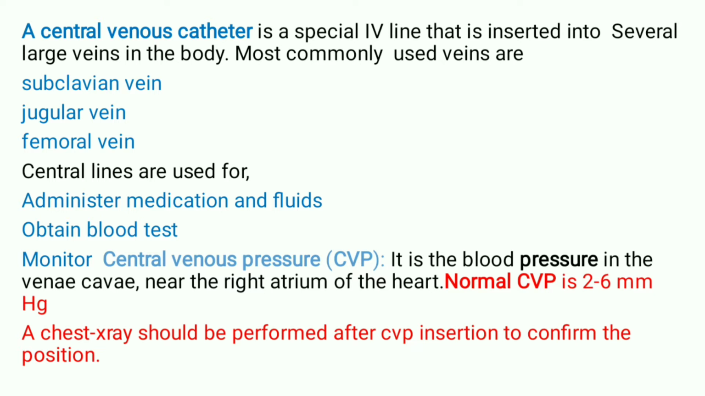Central lines are used to administer medication and fluids, obtain blood tests for various blood investigations, and monitor central venous pressure. Central venous pressure is the blood pressure in the vena cava near the right atrium of the heart. So by monitoring the central venous pressure, we get the pressure in the right atrium. Normal CVP is 2 to 6 mm Hg.